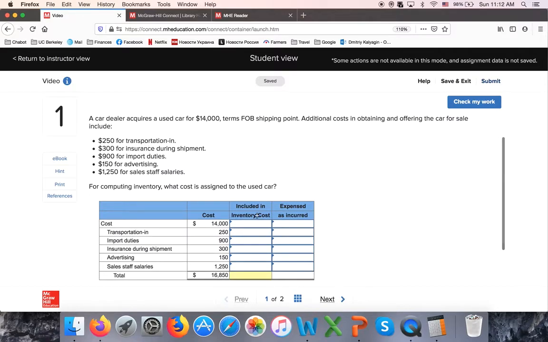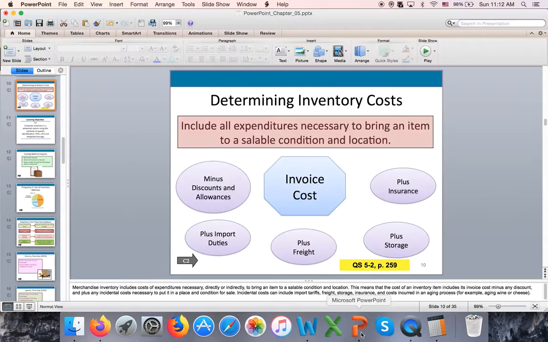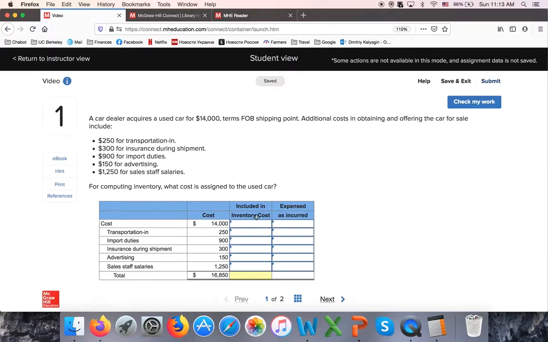So which ones will be part of merchandise inventory cost and go to the balance sheet, versus which ones will be expensed right away, meaning they're not necessary to bring our car to a sellable condition and location. And very simple: cost of the car, yes, it's included in the inventory. Transportation in, or freight in, yes. Oops, this is wrong. It's included in the inventory.